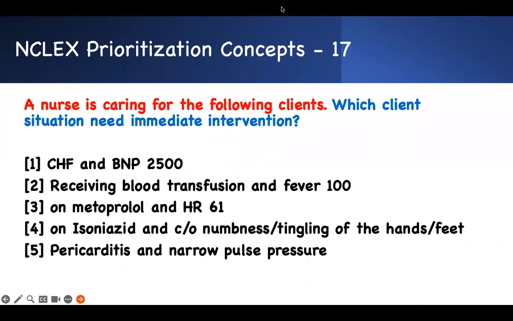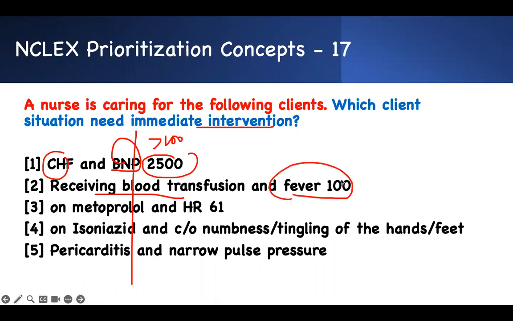Number 17. The nurse is caring for the following clients. Which client situation needs immediate intervention? Same thing. CHF, heart failure. Your BNP should be greater than what? 100. 25,000. I don't care about the number. It's fine. If you're receiving a blood transfusion and your temperature is 100, this is the most common sign and symptom. We call it febrile symptoms.